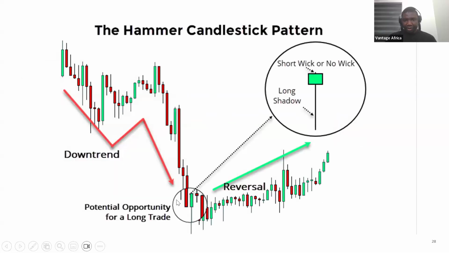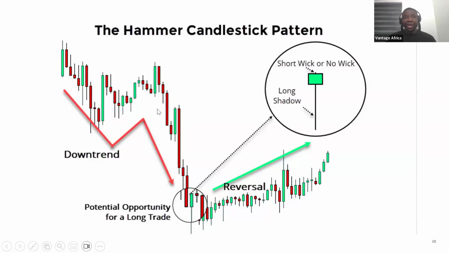This is another hammer candlestick. This area here must be a support level, a demand zone. If it's a demand zone, then price is going to buy from here. If it's not a demand zone, then price is not about to buy from here.